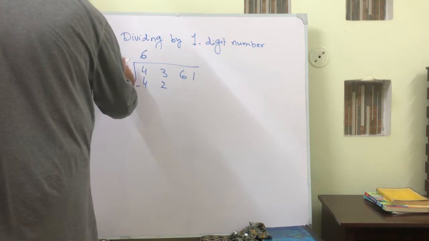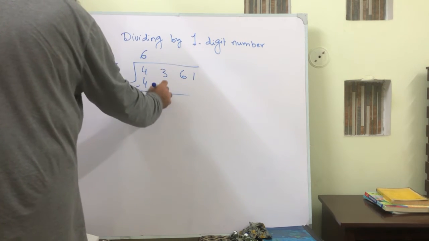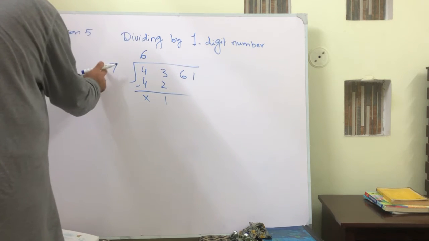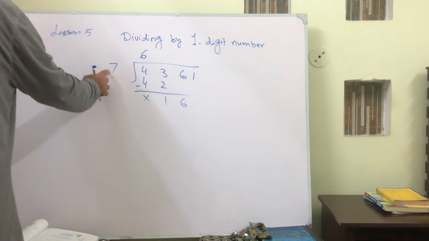If we go for 7 7s are 49, it will exceed 43, so we cannot go. 3 minus 2 is 1, 4 minus 4 is 0. This 1 is smaller than this, we cannot divide. Bring 6 down, 16. 16 divided by 7.